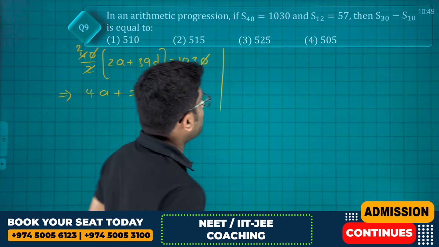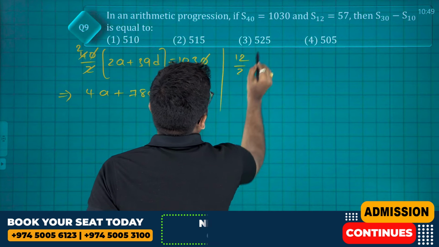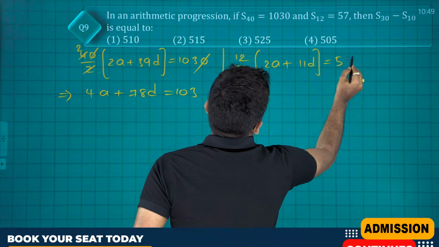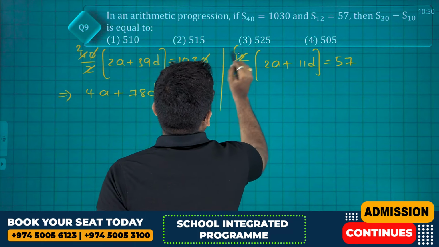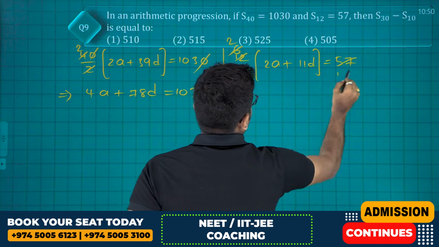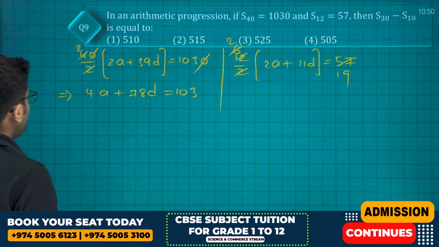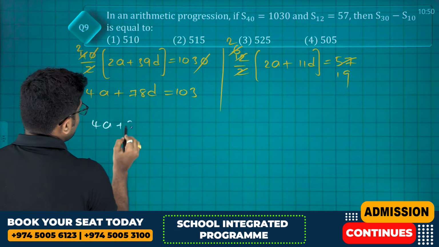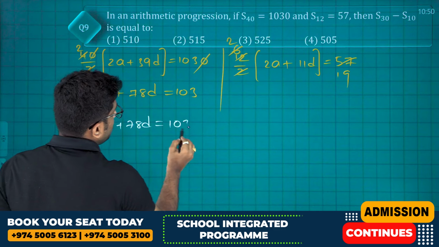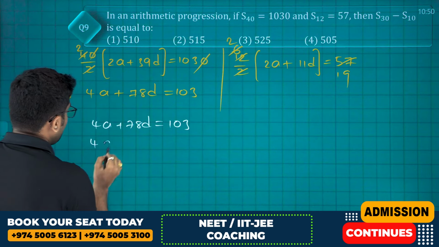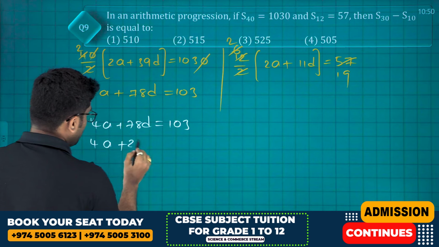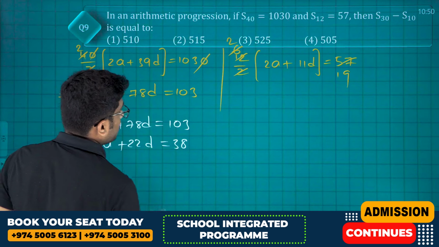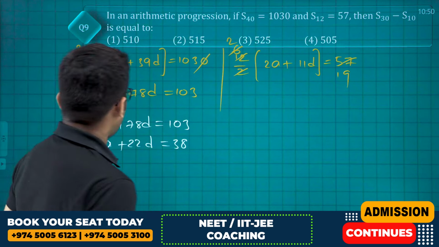Coming to the second equation, S12 is 12 by 2 into (2a plus 11d) equals 57. 2 1s are 2, 2 6s are 12, so 3 2s are 6, 3 19s are 57. Now if you subtract this from this, friends: 4a plus 78d equals 103, and 4a plus 11 2s, 22d, equals 19.